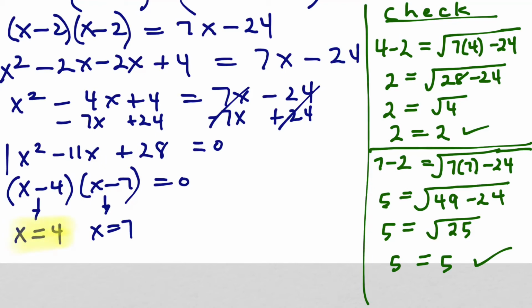Same with 7. I'm substituting 7 in where I have x in my original equation. I'm simplifying down. I get a true statement. 5 is equal to 5. So x is equal to 7. So I have 2 solutions to my original equation.